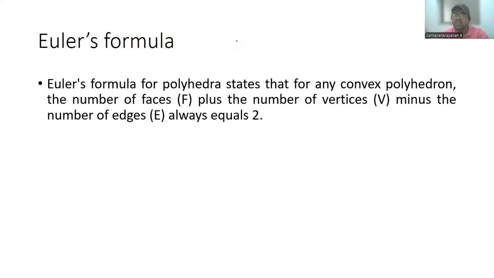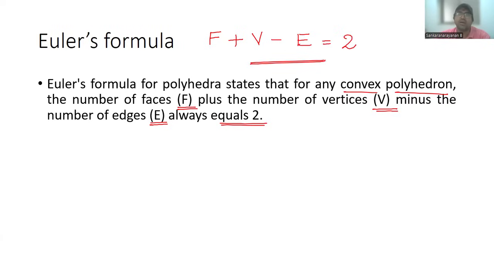So what does this formula say? It states that for any convex polyhedron, the number of faces plus the number of vertices minus the number of edges is always equal to 2. F plus V minus E is always equal to 2. That's what Euler's formula tells you.